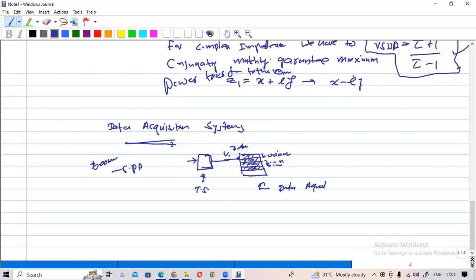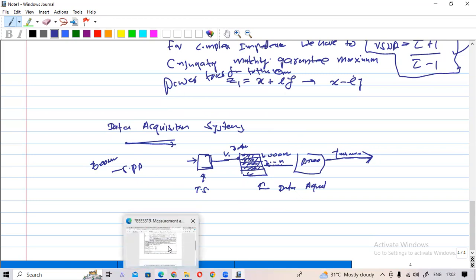Maybe when you are storing this, sometimes you have to process them. I don't know if processing is also in the acquisition system. Maybe you need to send them, and that is the transmission. So that is the data transmission and acquisition system.